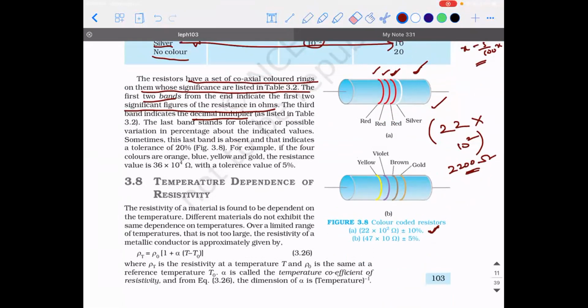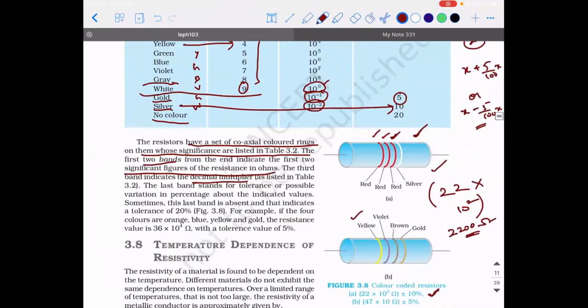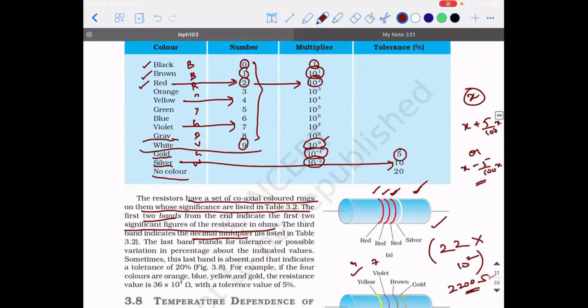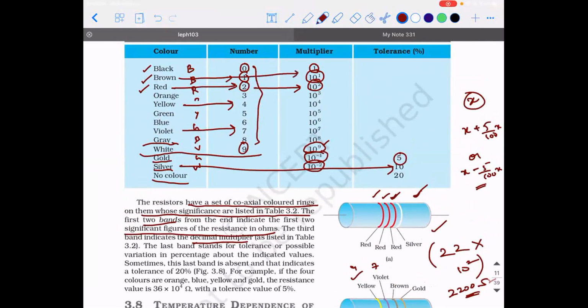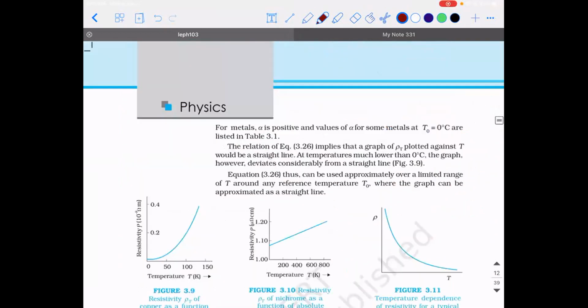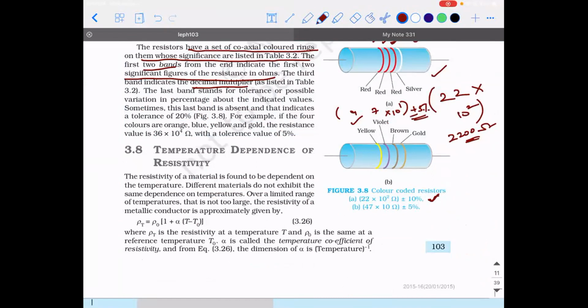Observe. I have yellow color. Yellow is how much? Yellow is 4. Violet is 7. Brown is how much? The third number is the multiplier, 10 power 1. So 47 into 10 power 1, plus or minus, what is the color? Gold. Gold, the tolerance is plus or minus 5%. So 47 into 10 ohm plus or minus 5%. Guys, are you able to understand? This is what we mean by color coding of resistor.